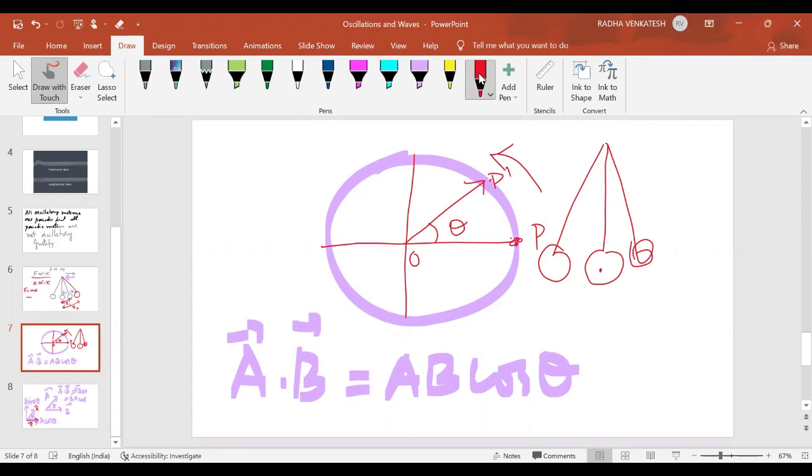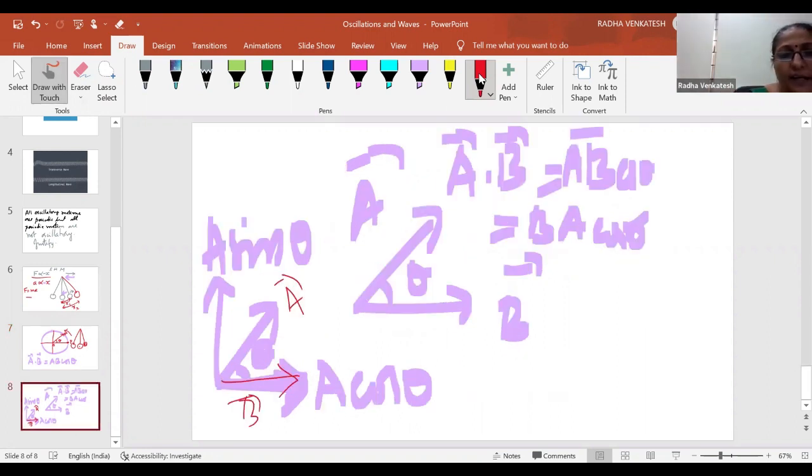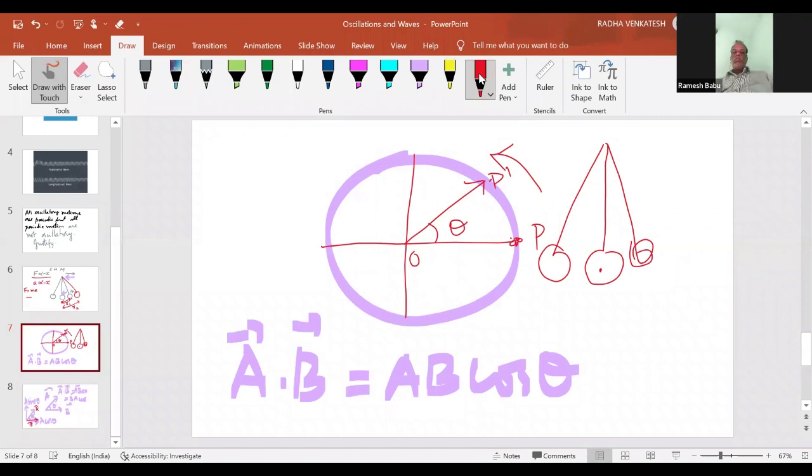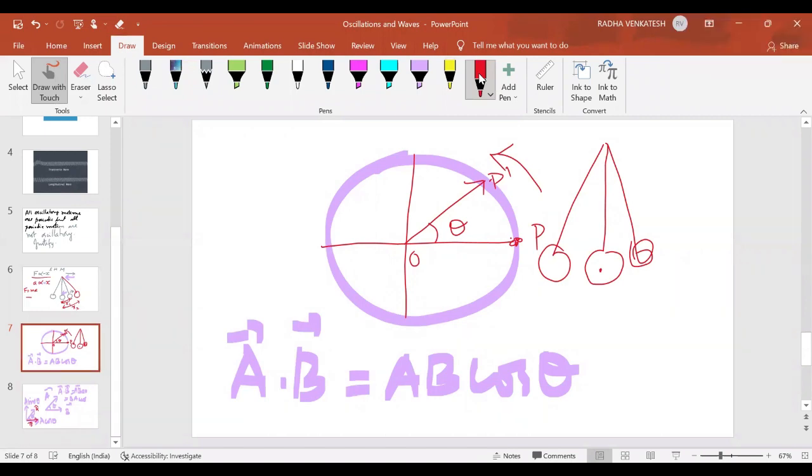Fine. Can I resolve this position vector into two components? Like the way I resolved A here as A cos theta and A sin theta. Can I resolve that? I can, isn't it? Can I or can I not? Yes, ma'am. I can. Okay. So one will be along this OP, the other one will be along this. So one will be along the x-axis OX, the other one will be along OY. Right?